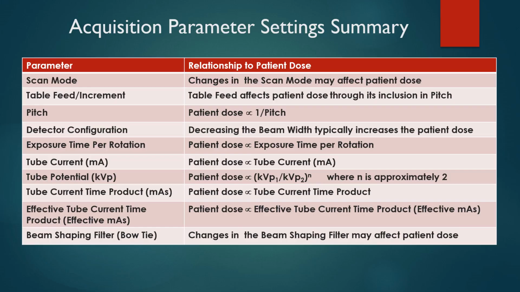Patient dose is proportional to tube current time product, and patient dose is proportional to effective tube current time product or effective mAs. Patient dose is also proportional to kVp1 divided by kVp2, all raised to the n power, where n is approximately 2. Changes in the beam shaping filter may affect patient dose, and the operator should be aware.